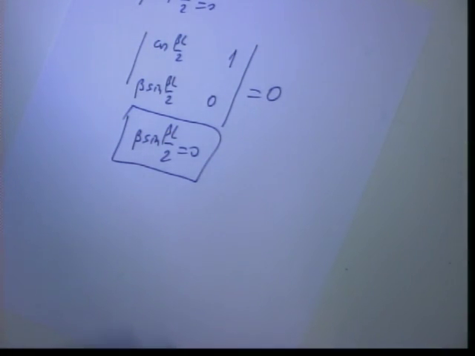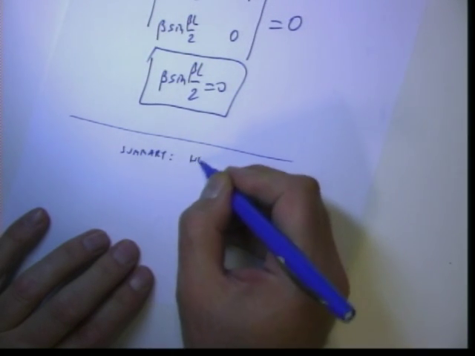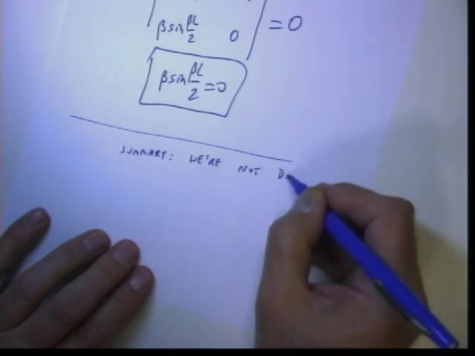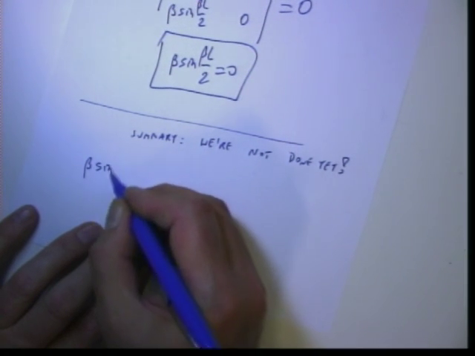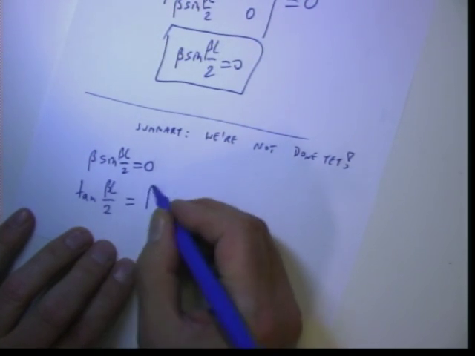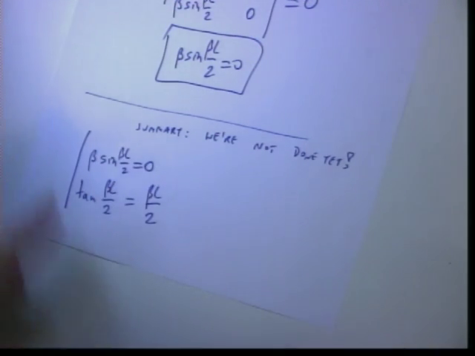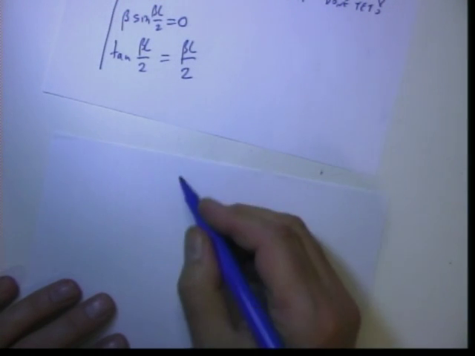Okay, now, so summary. We are not done yet. So we have to solve the following equations. Beta sine beta L over 2 equals 0, and tangent beta L over 2 equals beta L over 2. So these are the equations that we have to deal with. By the way, had you gone with the 4x4 determinant, you would obtain the same results. I mean, if in homework you would have done the direct way, it's also the same results. Now let us solve these guys.